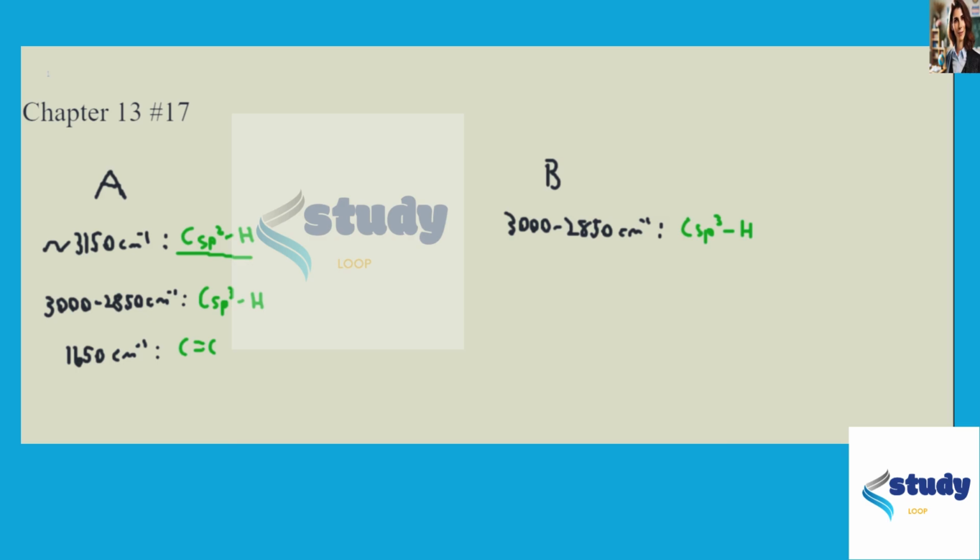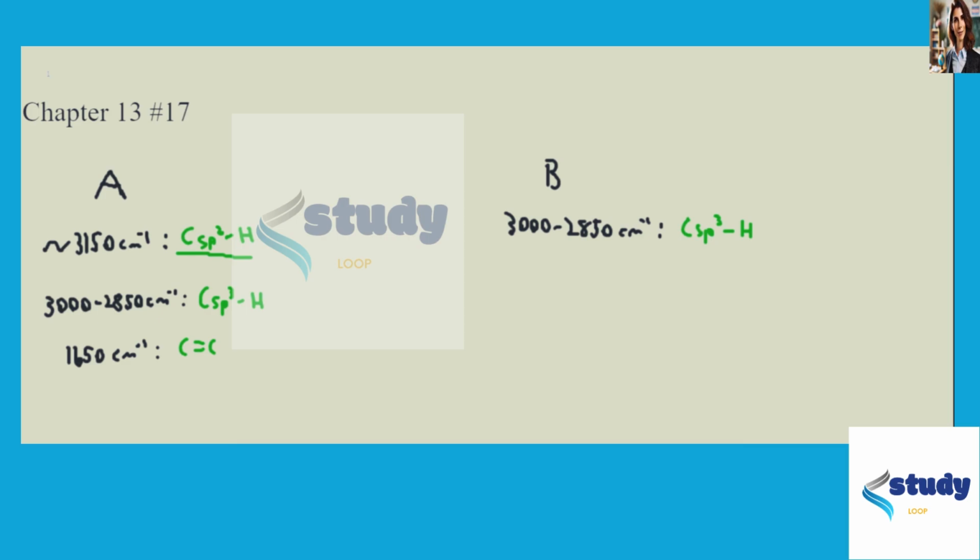And so that's the way to approach this problem. We just need to look at the peaks that we have, assign them wave numbers, and then we can use a table. For example, Table 13.2, or there's probably one in the appendix if we were to look. We just need a table that tells us what wave numbers correspond to what functional groups, and then we can use that to determine what functional groups we have.